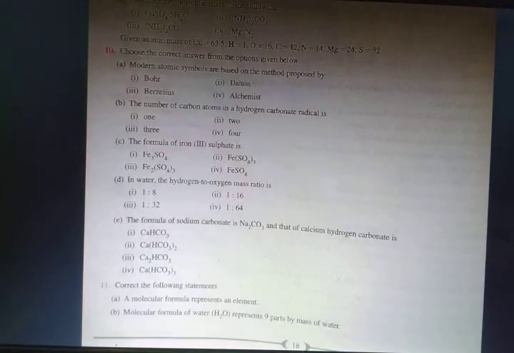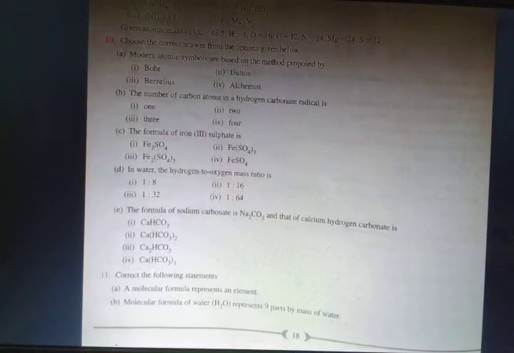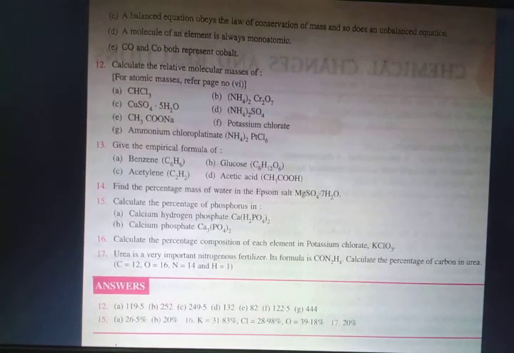Correct the following statements. A molecular formula represents an element, of course not, a molecular formula represents a compound. Molecular formula of water H2O represents 2 parts of hydrogen and 9 parts of mass by water. A balanced equation obeys the law of conservation of mass, and an unbalanced equation does not. A molecule of an element is always monoatomic. No, it can be polyatomic also. Co and CO both represent cobalt, of course not. CO represents carbon monoxide, and Co represents cobalt.